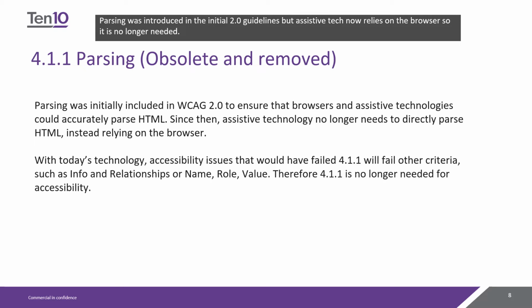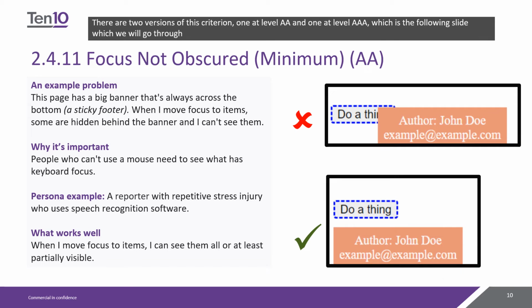So parsing was introduced in the initial 2.0 guidelines, but assistive technology now relies on the browser, so it is no longer needed. So other guidelines such as name, role, value, where the information is conveyed to assistive technology, can now often fail. There are two versions of this criterion, one at level AA and one at level AAA, which is the following slide we will talk through.